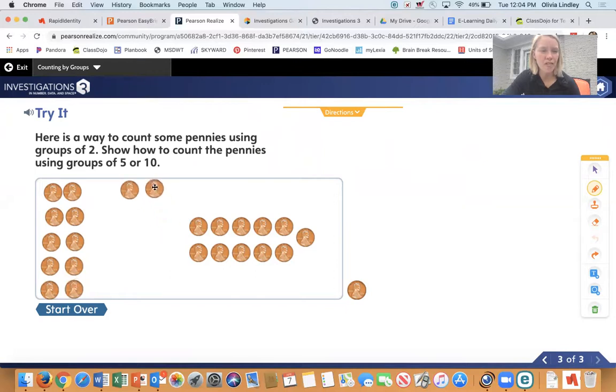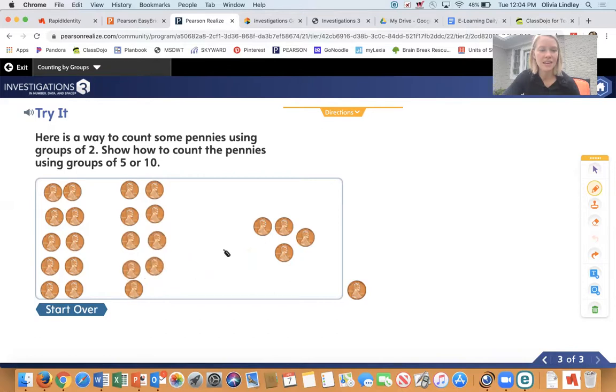12, 14, 16, 18, 20, 22, and then I have 1 left. So I would just count that by 1s. So after, if I have 22, I would count 1 more to be 23.